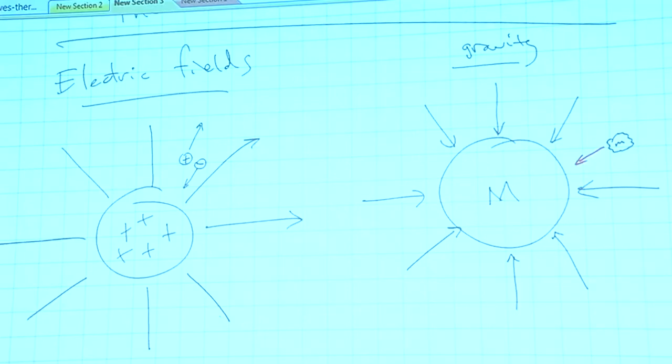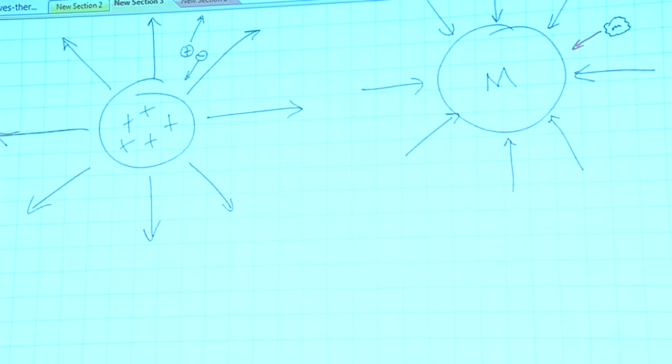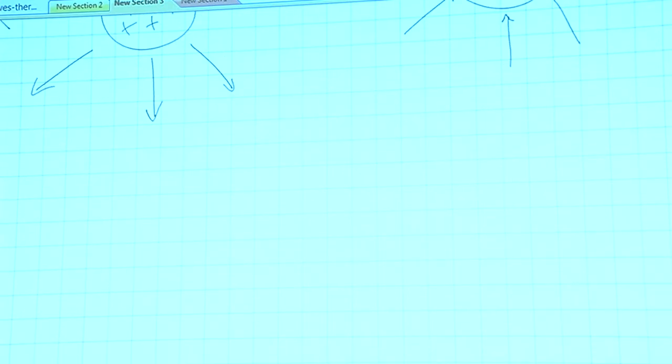Outward from a positive charge. And if my object wasn't positive, if it was negative, it would also fill the space around it with an electric field. And what direction would those field lines point? Inward.